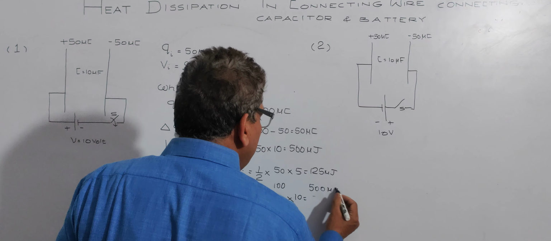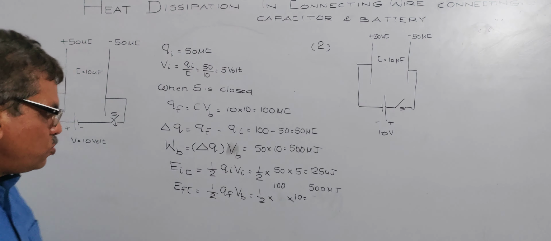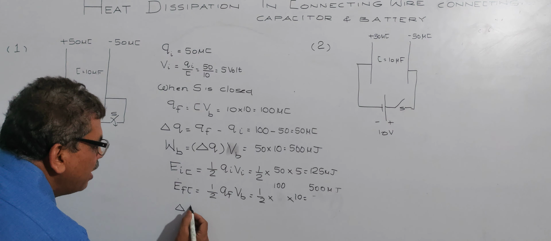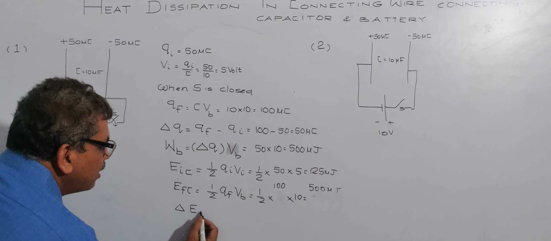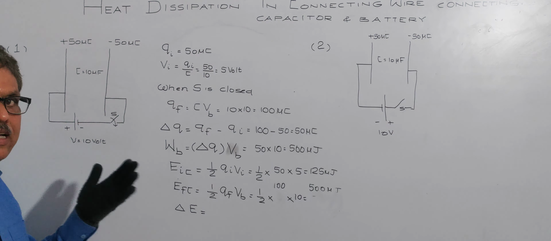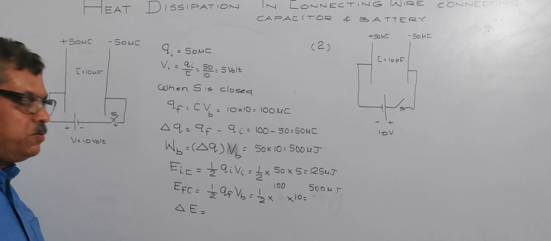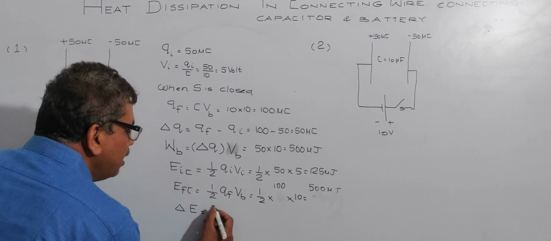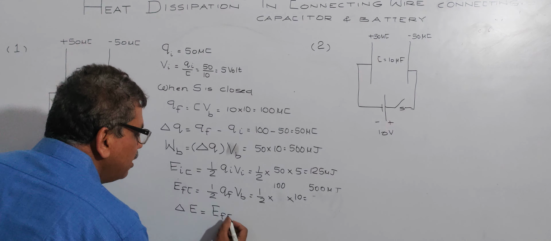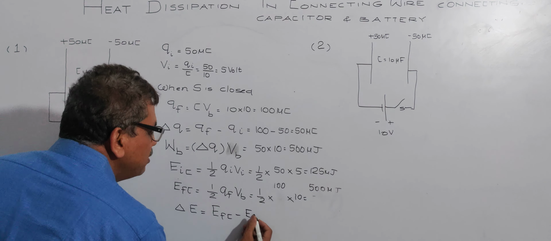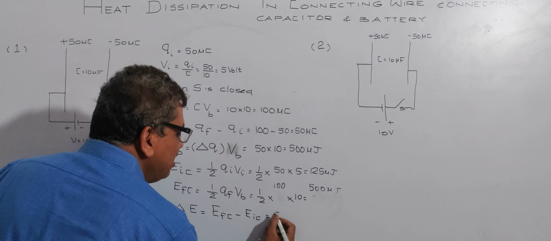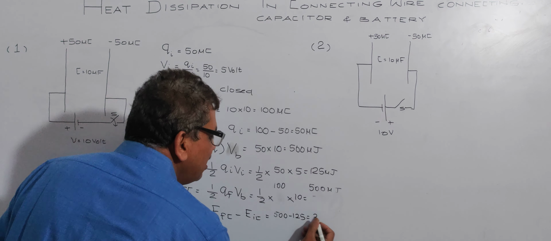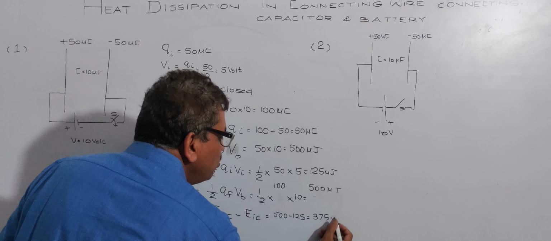500 microjoule. Is it clear? The final. So what is the increase, while the charge is supplied to the capacitor? The charge increases, and the electrostatic potential energy between the two plates also increases. So what is the increase? I can say E final of the capacitor minus E initial of the capacitor. Final is 500 and this is 125. So this is 375 microjoule.